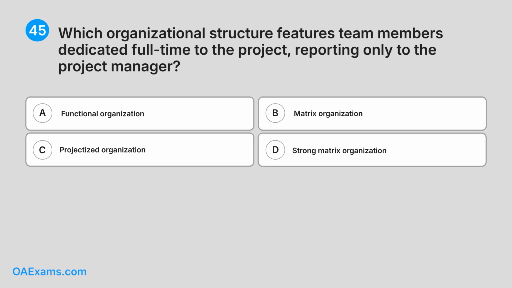45. Which organizational structure features team members dedicated full-time to the project, reporting only to the project manager? A. Functional organization. B. Matrix organization. C. Projectized organization. D. Strong matrix organization. Can you guess the answer?